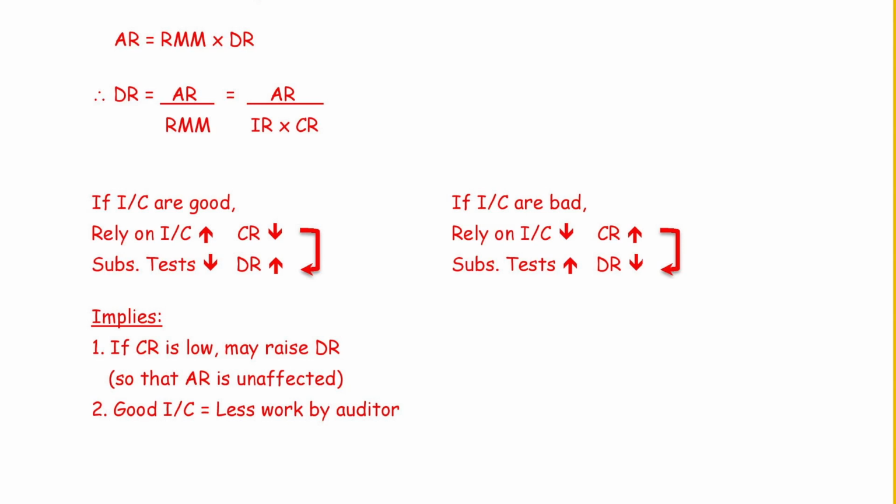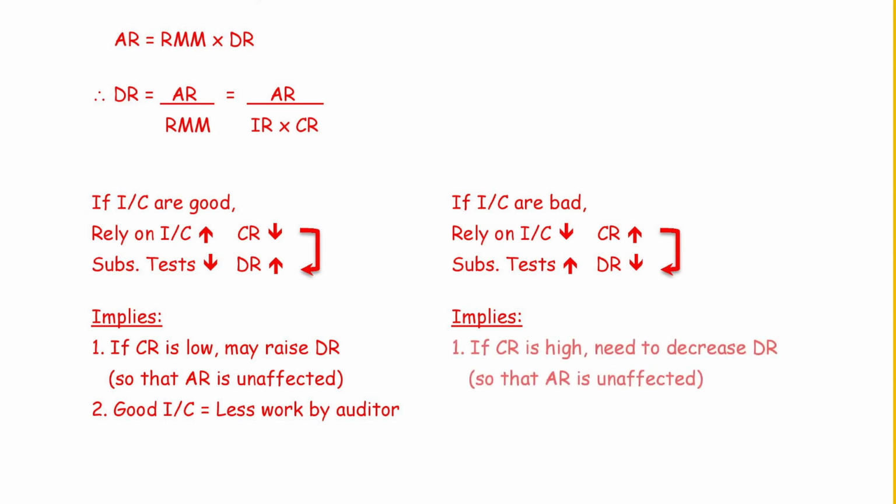Let's see the implications here. Number one, if CR or control risk is high, the auditor needs to decrease DR so that AR is unaffected. And number two, bad internal controls. Now that means more work by the auditor because he needs to reduce detection risk.